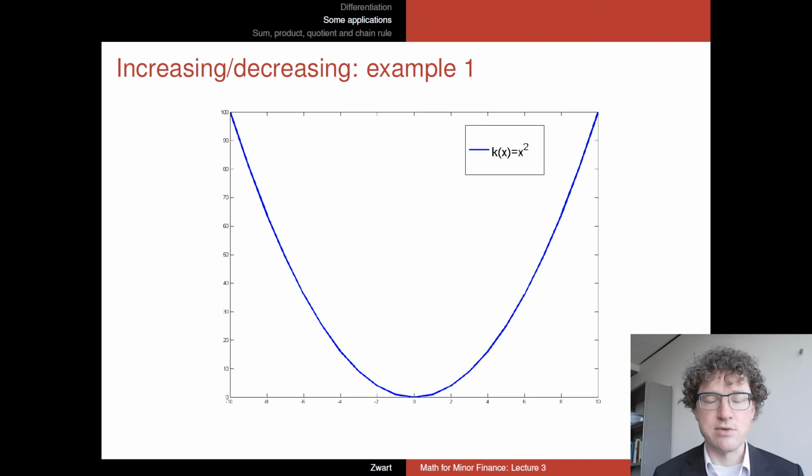Okay, does that make sense? Well, yeah, it does, of course, because this is the graph of that quadratic function. And we see that on the right-hand side, k is this increasing function, going up everywhere, whereas on the left-hand side, k is this decreasing function.